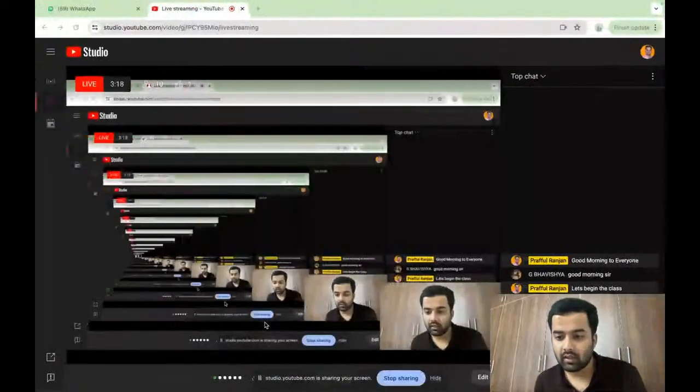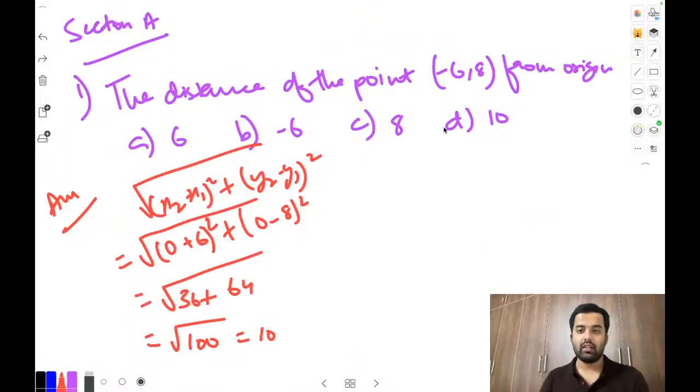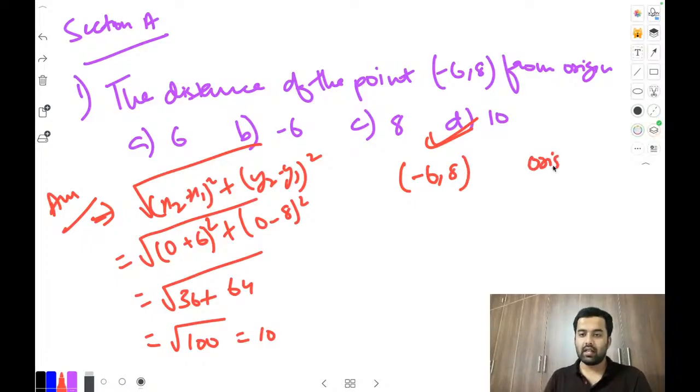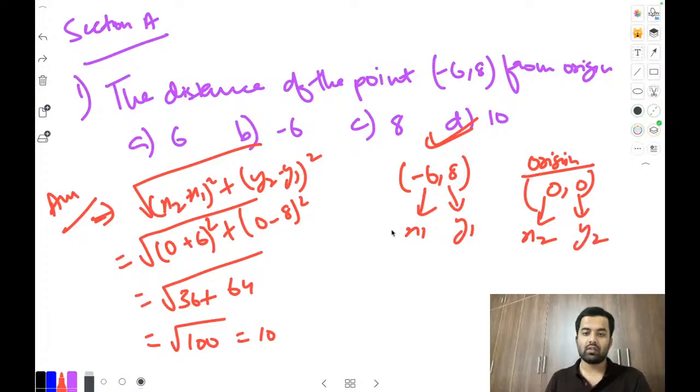Let me check. Nobody answered yet. D is the option. D. This is our distance formula. Remember this distance formula, we need to keep it. And here, if I write, see, the first point is 6, 8, and origin stands for what? As you know, 0, 0. So this becomes our x1, this becomes our y1. Same way, this becomes our x2, this becomes our y2. So we just kept these values in this formula, and we got the answer. Yeah, option D, most of the answers were D.